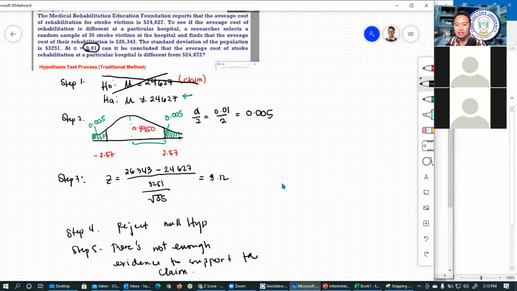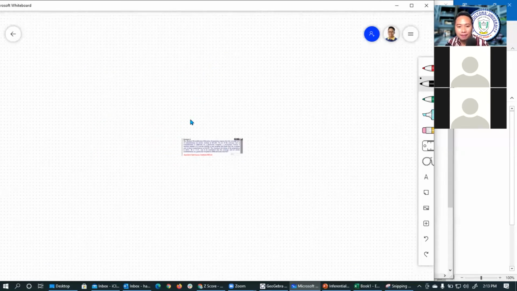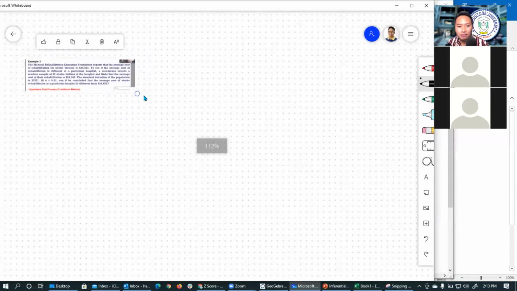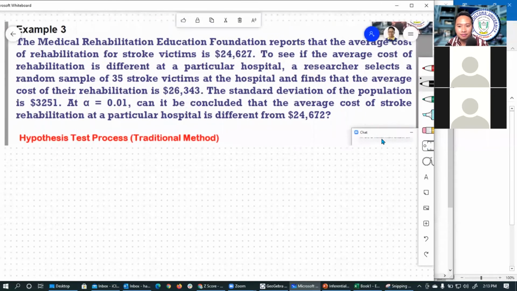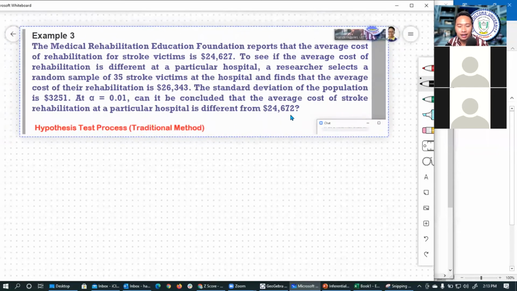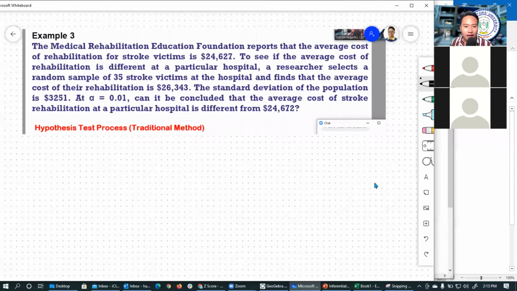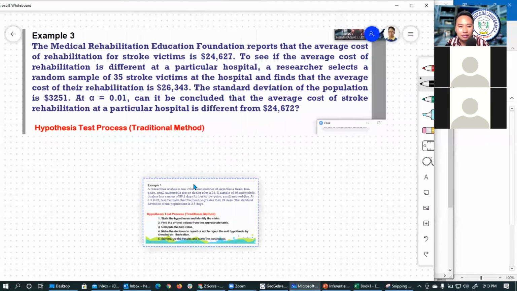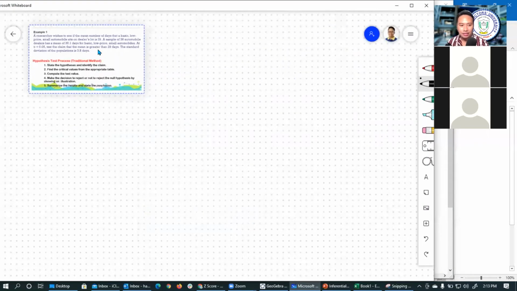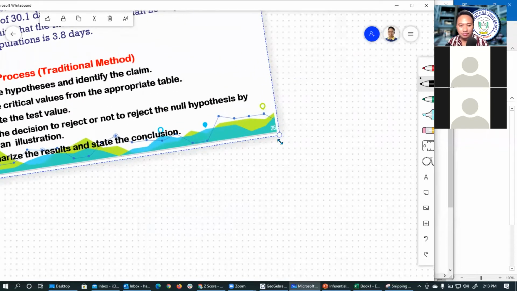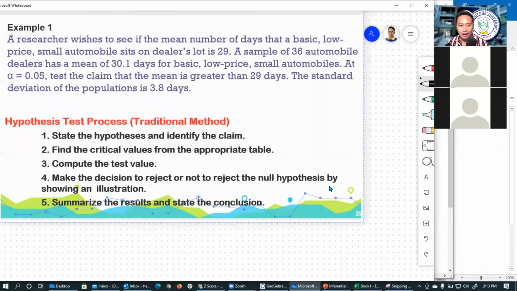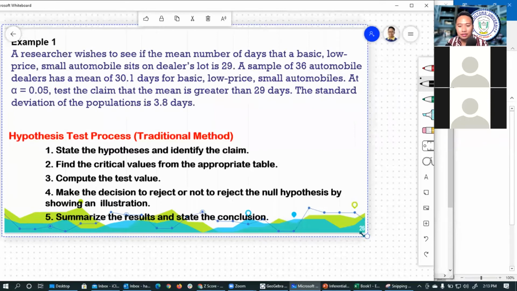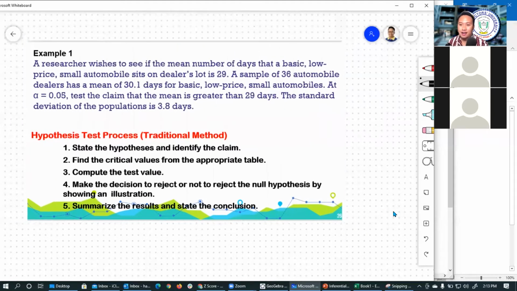So let me delete this. This was from the last exam, previous block. There. I hope you can see it. Let me remove that. Example number 1. 2 minutes starts now.